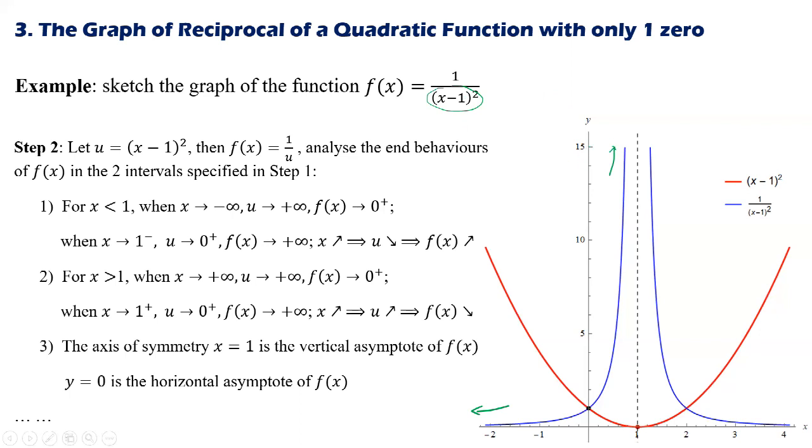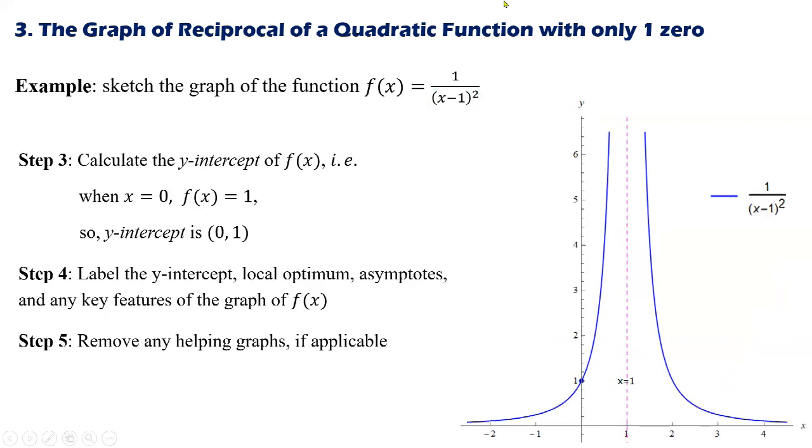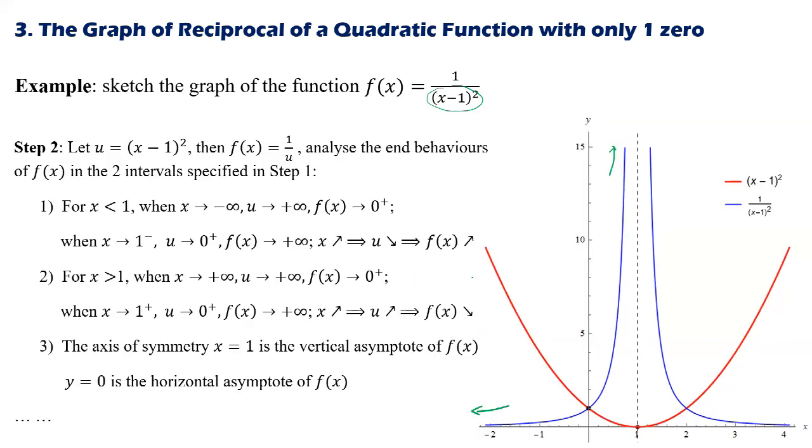And also note that in this interval, as x increases, the denominator decreases. The whole function here increases. So it is an increasing interval for the reciprocal function, right? Then we can sketch the left branch of this function like this, right?